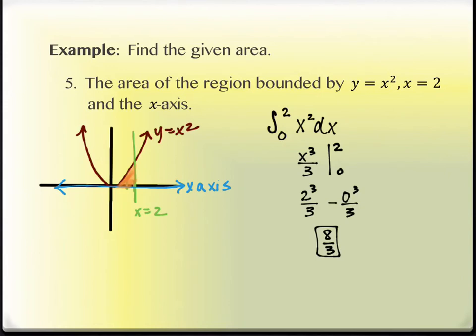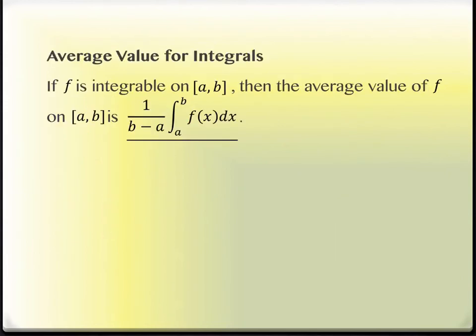Okay, there's one last piece of information in this section that we're going to look at, and it's called average value. All right, so you guys know what an average is. Canvas does it for you all the time, right? Class averages, stuff like that. So an average for this works the same way. Let me just let you write this down, and then I'll describe it visually. It says if f is integrable on [a, b], then the average value of f on [a, b] is 1 over b minus a times the integral from a to b of f of x dx.